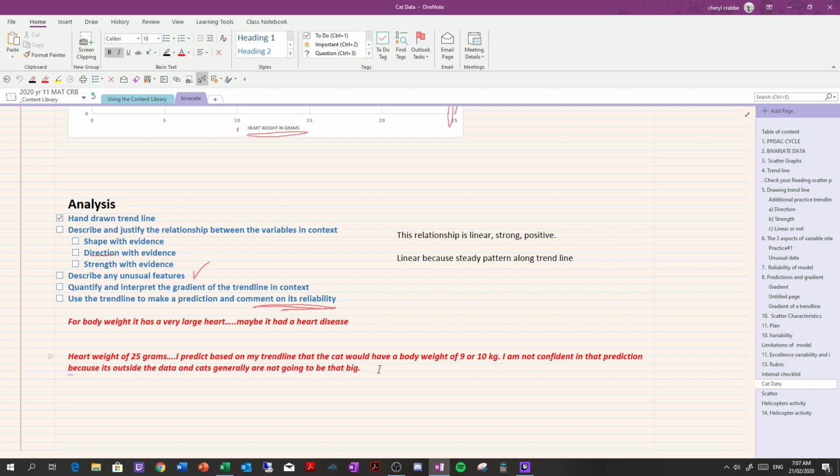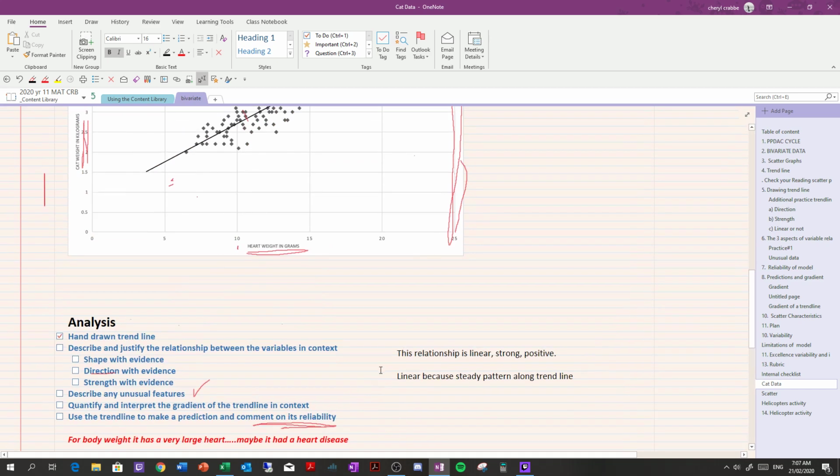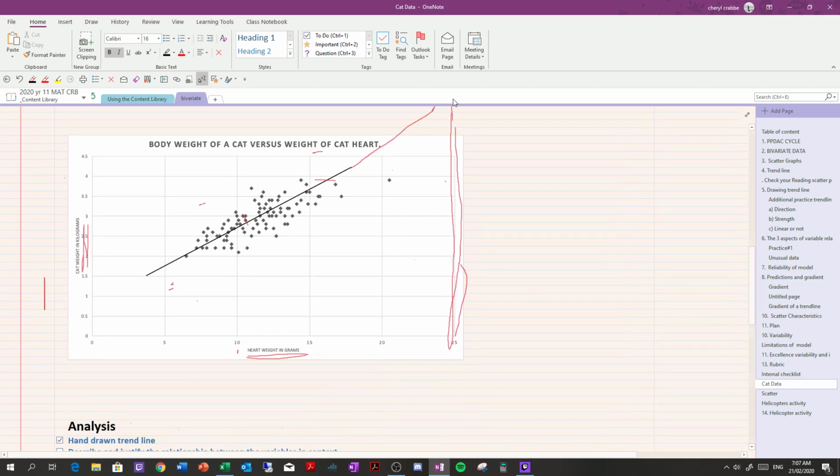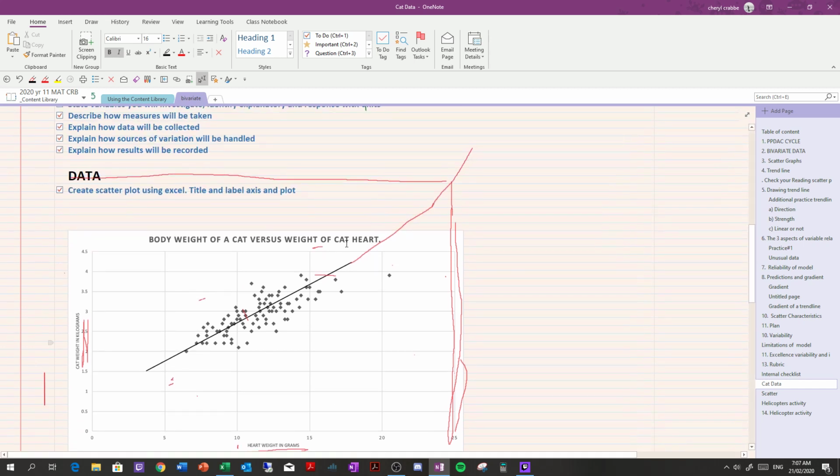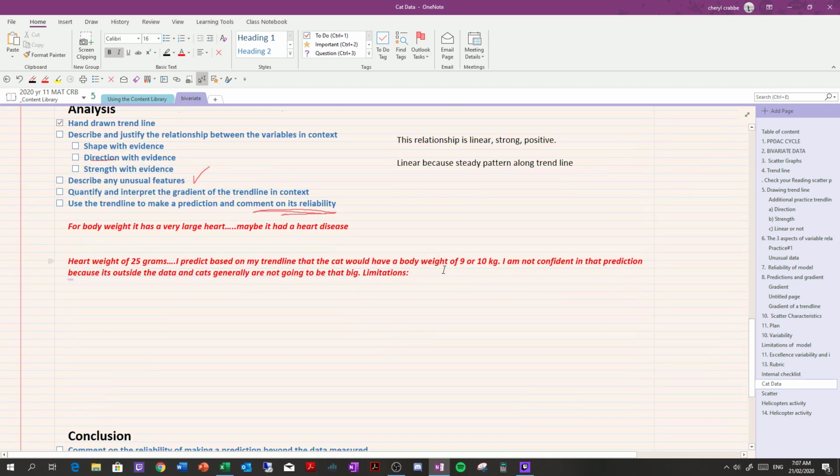And you can talk about limitations at this point if you want, about the fact that this pattern of cats is not going to go on forever in a linear way, because cats just aren't going to continue to get infinitely bigger and bigger. Heart weights aren't going to continually get bigger and bigger. There's going to be a point where it's just not possible for a cat to have that big a heart or to be that size. So you talk about limitations, and maybe you can talk about those limitations here where you've made your prediction. And we'll talk about gradient in a separate thing.